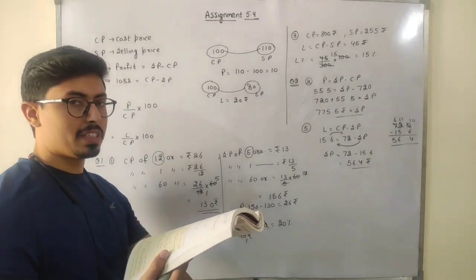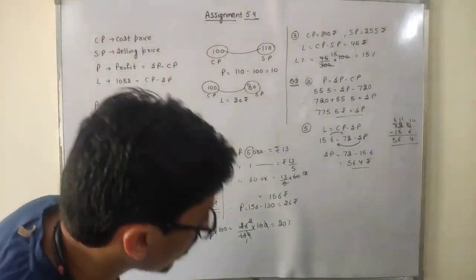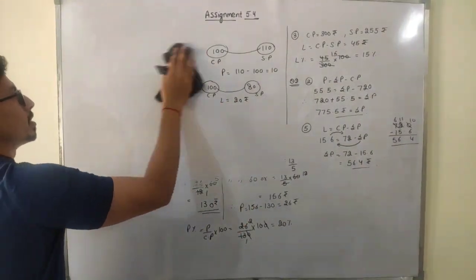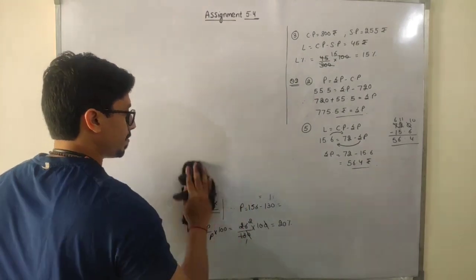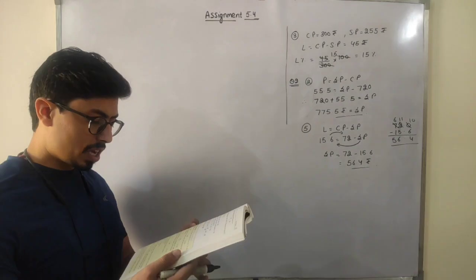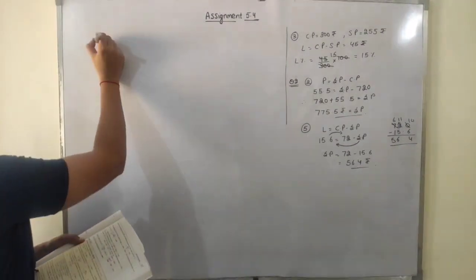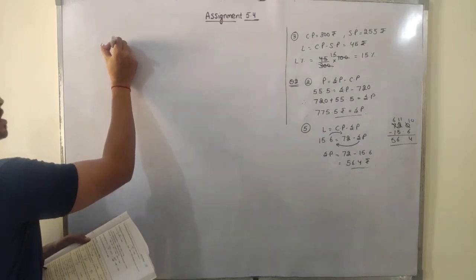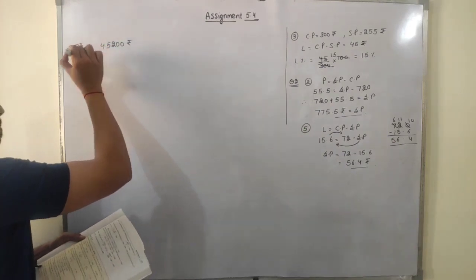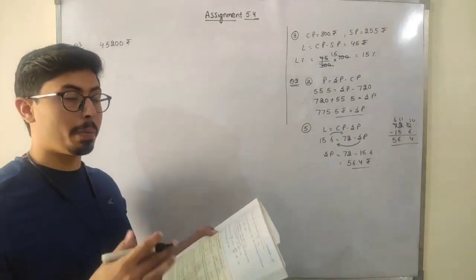Now, students, if I move forward to the next question, that is question number 3. Everyone just see here. In question number 3, Rajesh purchased a house for rupees 45,200, and spent 2,800 on its repair.